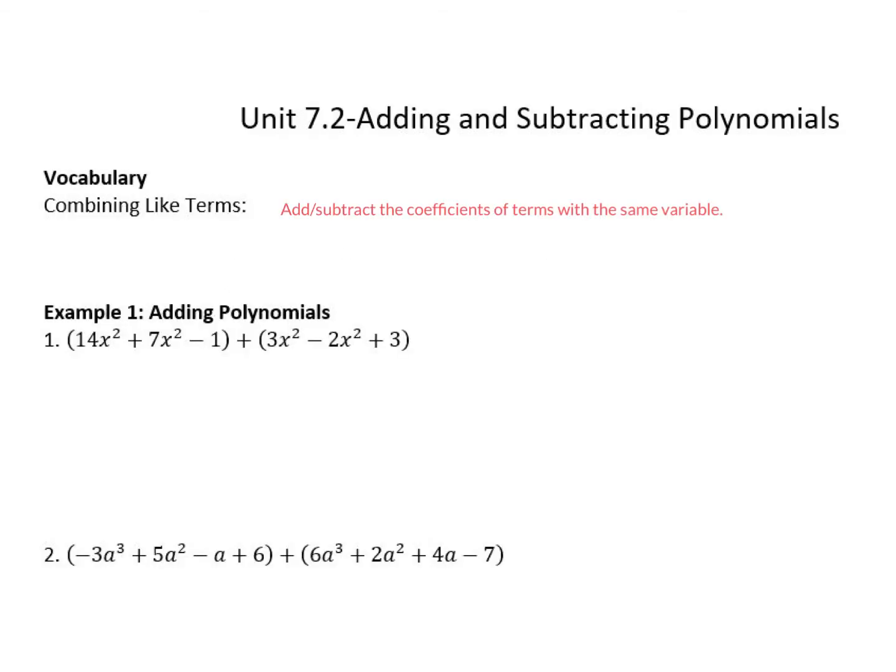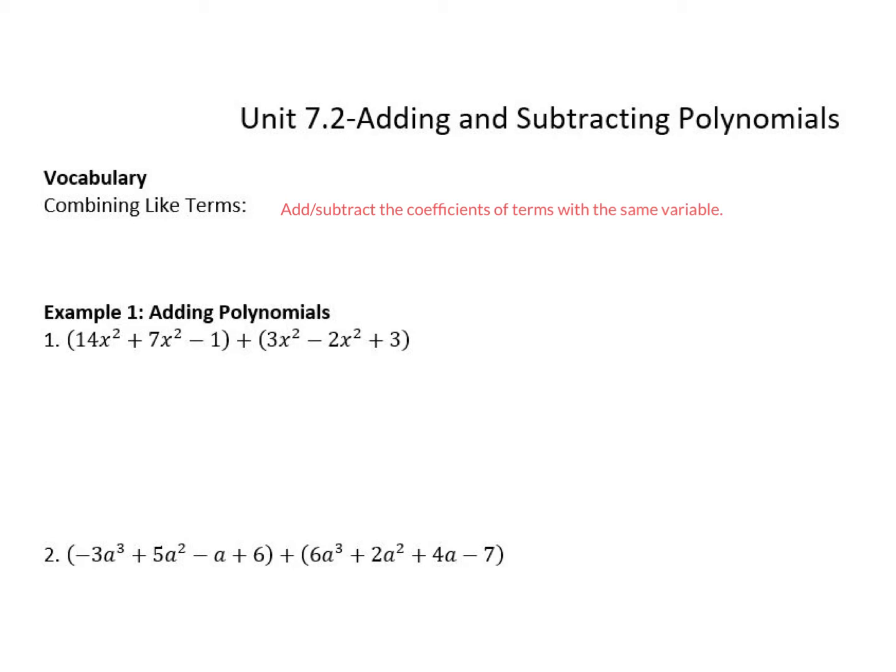When we are adding and subtracting polynomials, you're going to hear the phrase combining like terms, and that is just saying to add or subtract the coefficients of the terms with the same variable. So what that means is when we look at these problems, we're going to be looking for all of your x's, all of your x squared, all of your x cubed, all of your constants, and we're going to be able to add those numbers together.